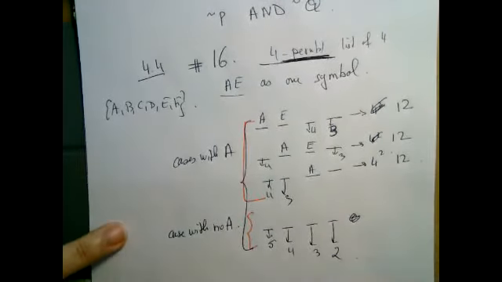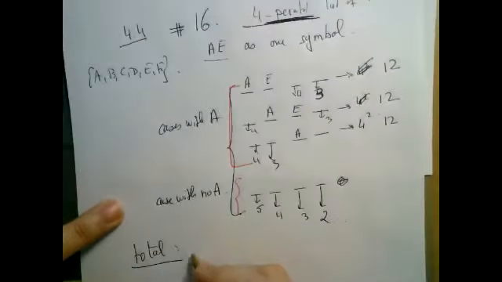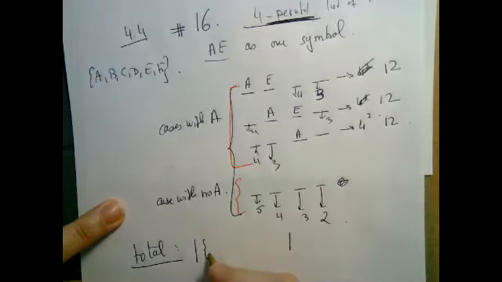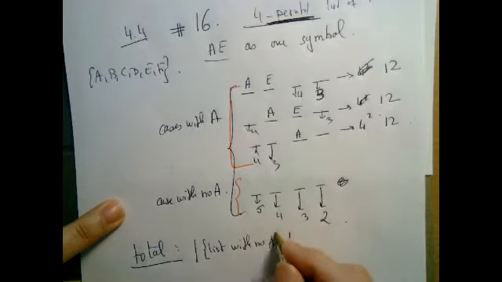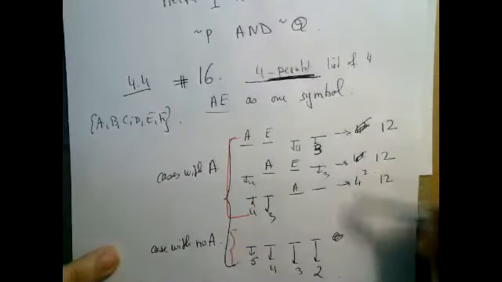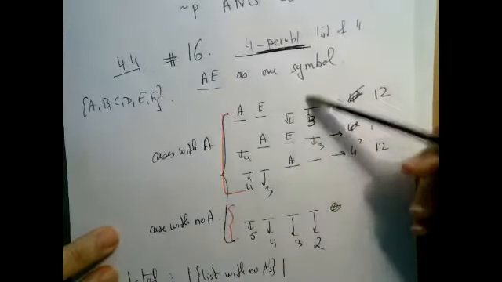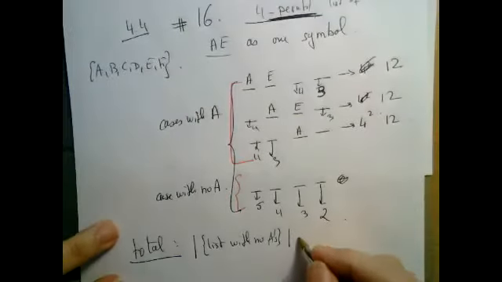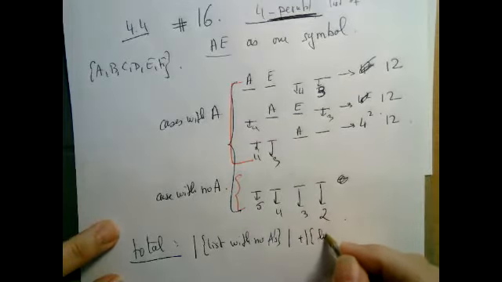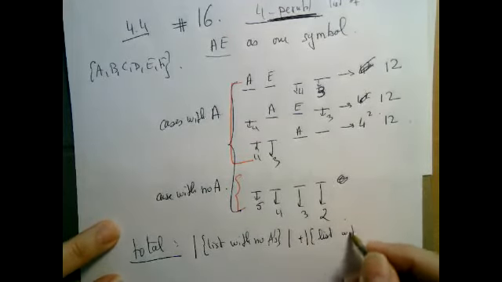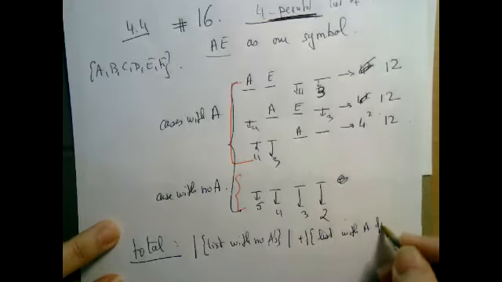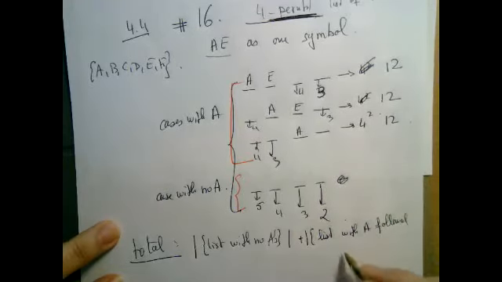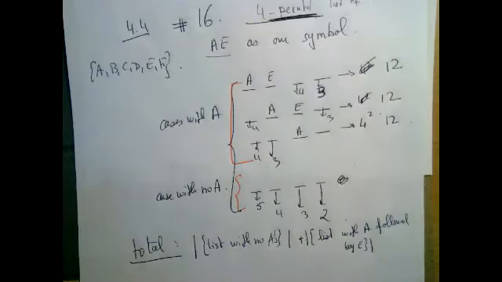So now the total number is the cardinality of all lists with no A, and those are definitely disjoint. Nothing here intersects. There is no overlap between all my cases. Plus the cardinality of all lists with A followed by E. So I broke my problem into disjoint situations, okay?